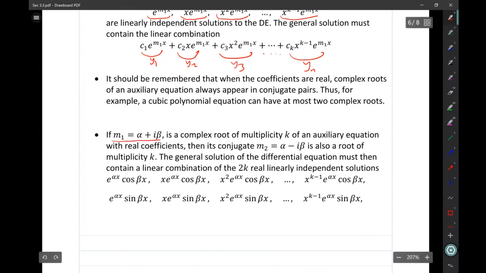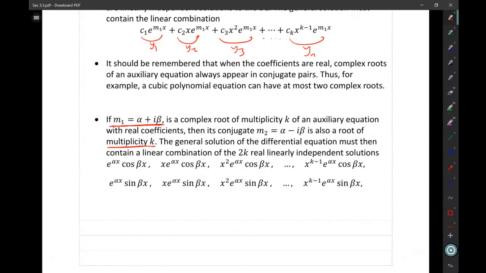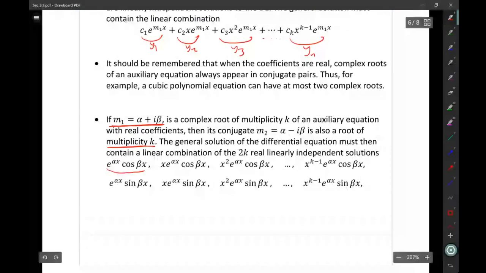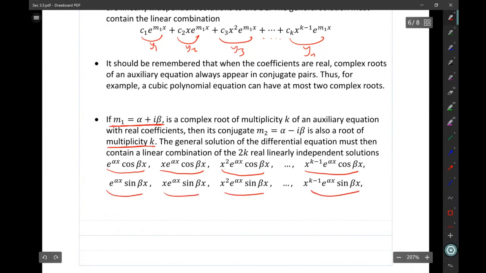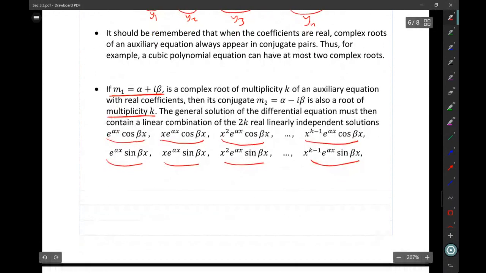Now, if m1 is equal to alpha plus i beta, a complex root repeated k times, it's the same procedure for the general solution. y1 is equal to e to the power alpha x cosine beta x. For the second solution, you have to multiply it by x, the third solution by x squared, and so on. Also, you have to multiply the sine by the same value. This is the original solution. Multiply the second one by x, the third one by x squared, the fourth one by x cubed, and so on.